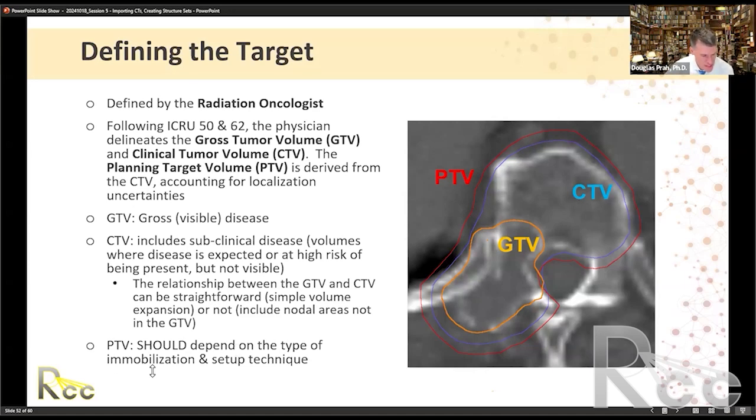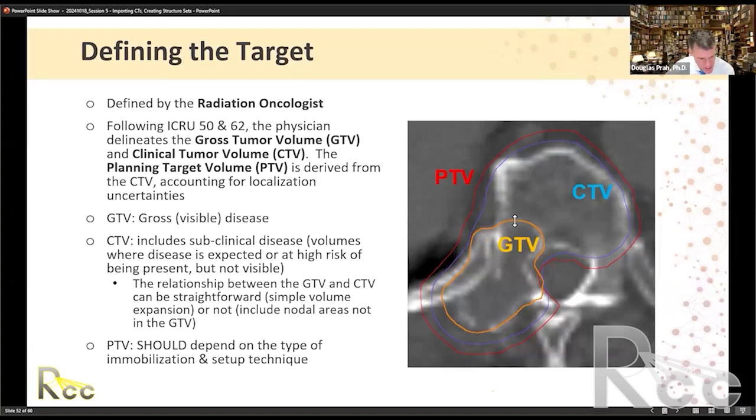And then the PTV should depend on the type of immobilization and setup technique, as well as what tolerances you're able to keep your treatment machine in. So this is setup, we call this the setup uncertainty. And you can see we have different margins depending on what we're doing. So the GTV is here.